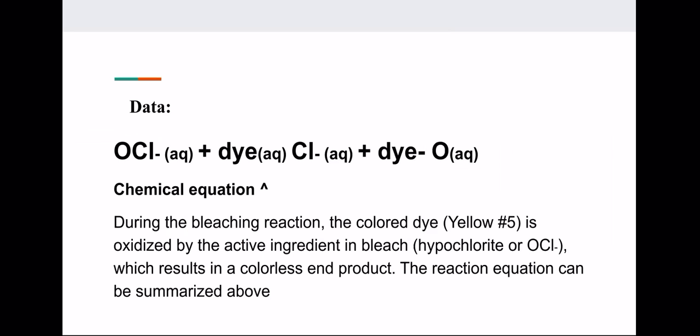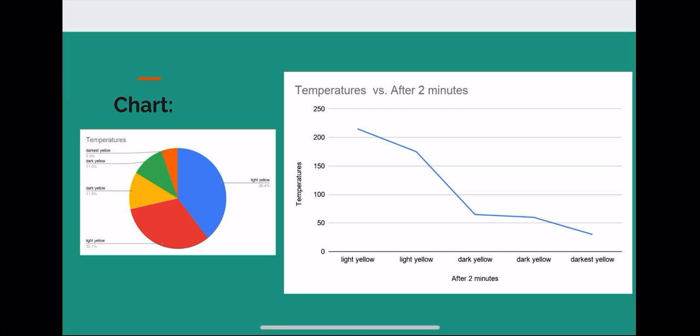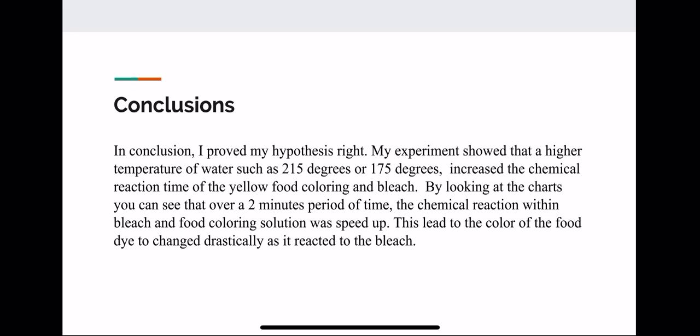And as you see, this is the chemical equation that proves my hypothesis. So it's basically during the bleaching reaction, the color dye is oxidized by the active ingredient in bleach. So this is basically just the reaction that took place in each of the solutions. And then here are the charts that I made from my experiment for the results. As you see, the darkest yellow, this is after 2 minutes, was when it was at the highest peak. And then you see in that pie chart there, the darkest.